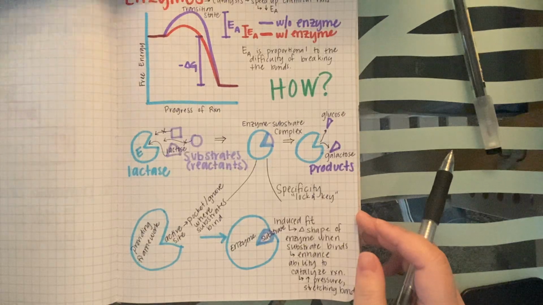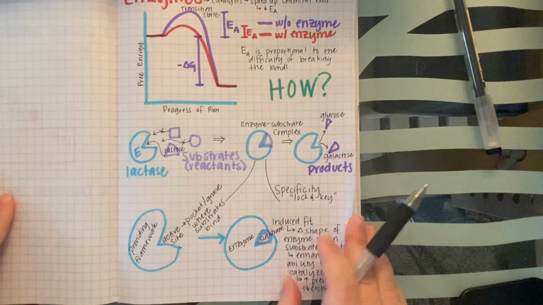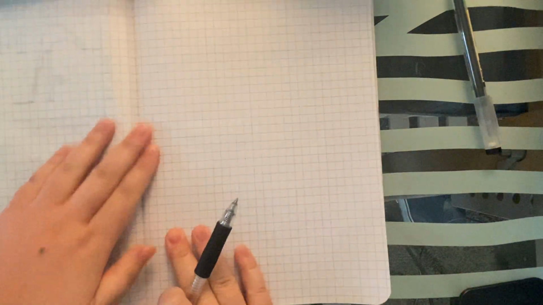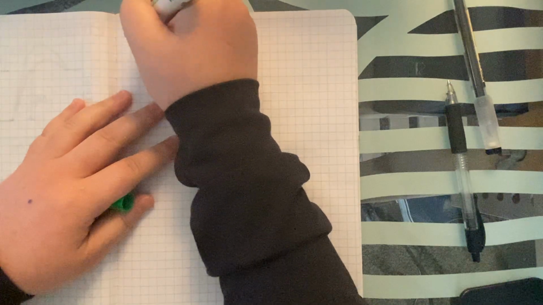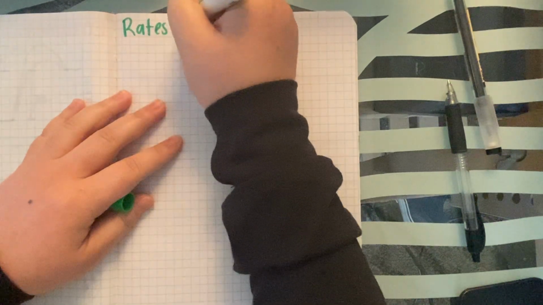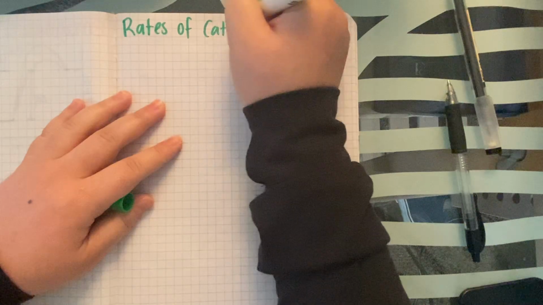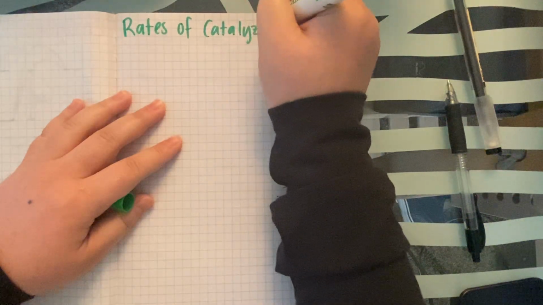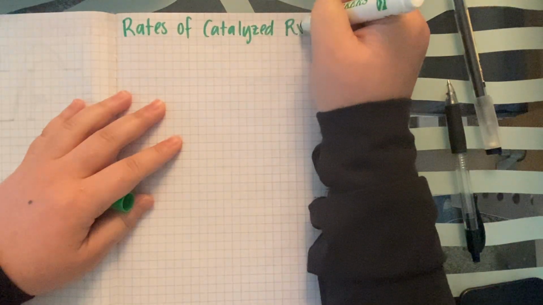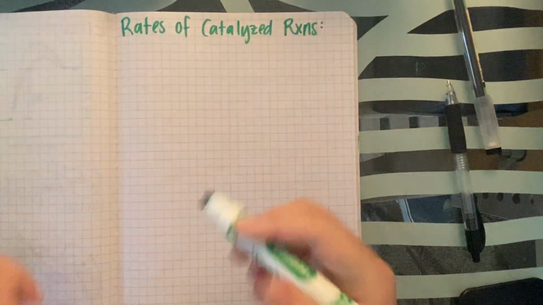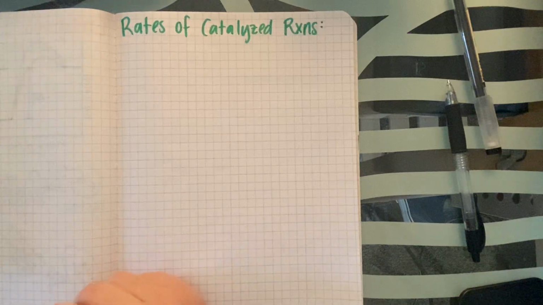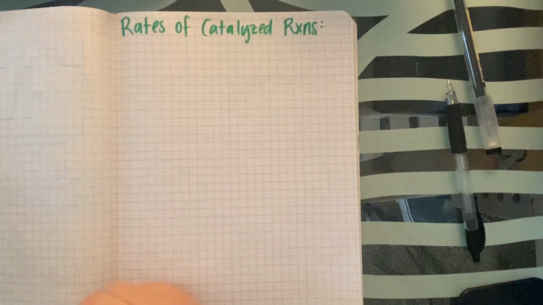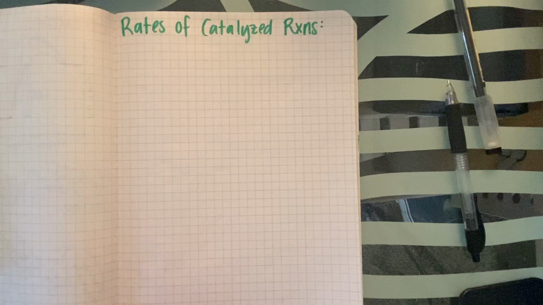All right, next thing we're going to talk about, so I'm going to flip because I'm out of room. We're going to talk about things that can influence the rates of our chemical reactions or our catalyzed reactions. So this will be rates of catalyzed reactions. And your lab dealt with two of them. It dealt with substrate concentration and pH. So let's review just the substrate one.